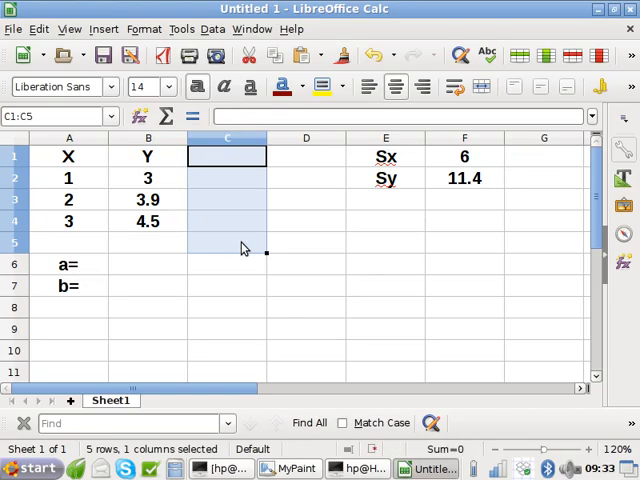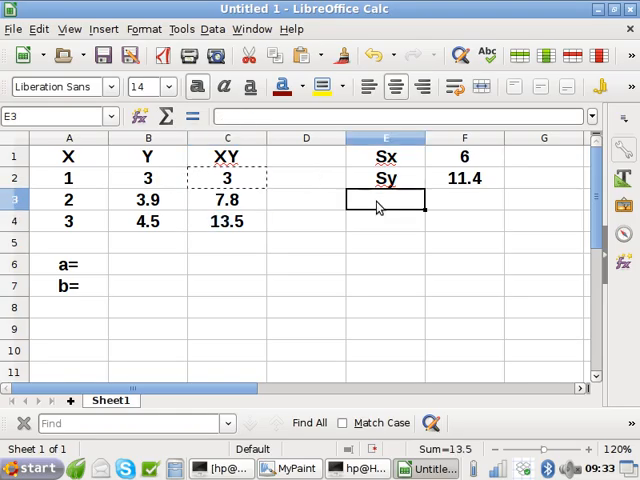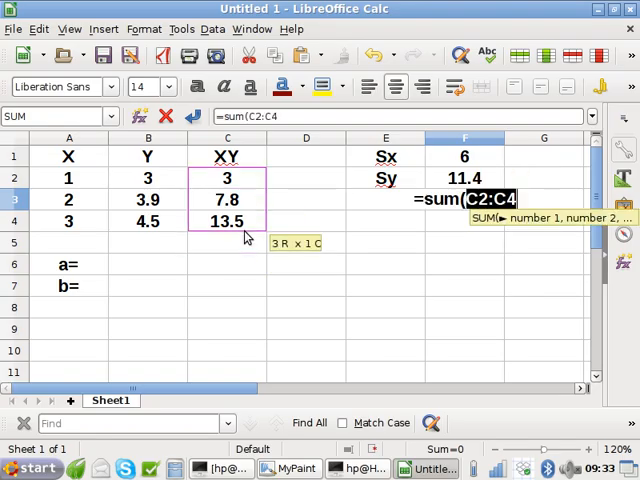Okay, what do I need to do next? What else is in my formula? I have an x, I have a y, I have an xy. So I need to make a new column here, which is xy. So that is x multiplied by y. So we have 3, 7.8, 13.5, and then the sum of xy, that will be the sum of all of these here.